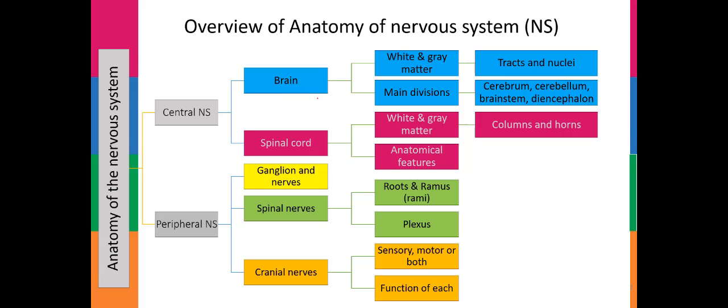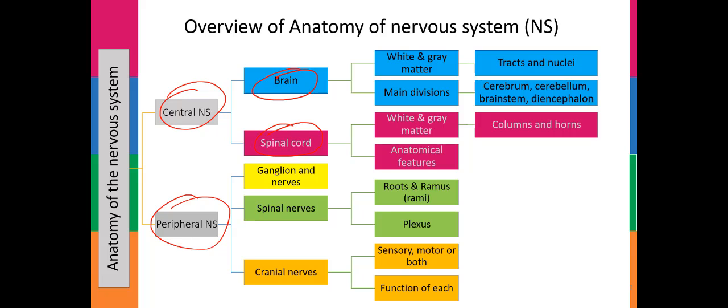So, first thing I'm going to do is give you a brief overview of what we're going to cover today. As you can see here, we're going to cover two main areas: the central nervous system and the peripheral nervous system. The central nervous system is made of the brain and the spinal cord, so we're going to do a brief overview of each of those. The peripheral nervous system consists of ganglion and nerves.